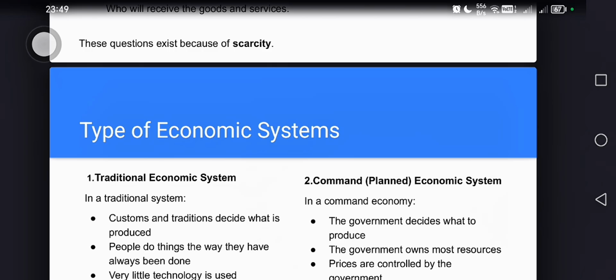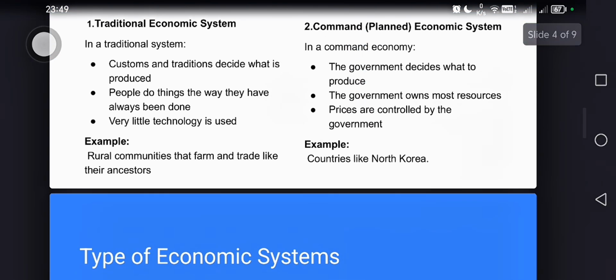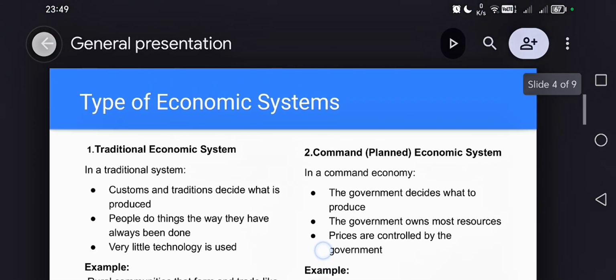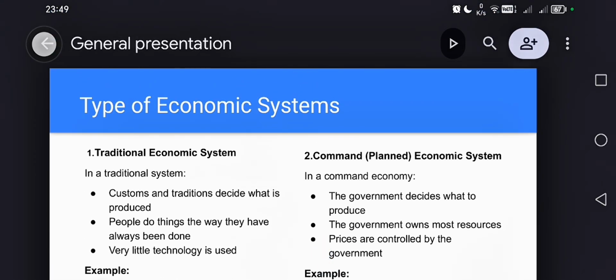deeper into the types of economic systems. And there are three types of economic systems. There is the traditional economic system, the command or planned economic system, and the market economic system. These are the three main types. However, there is a mixed economy, but in this case, we are going to focus on these three types, and then I'll explain further the mixed economy.